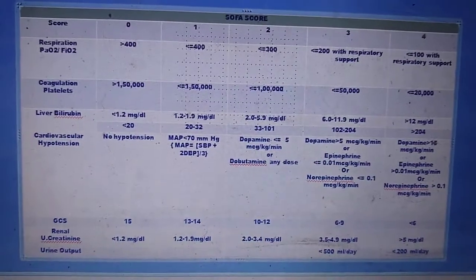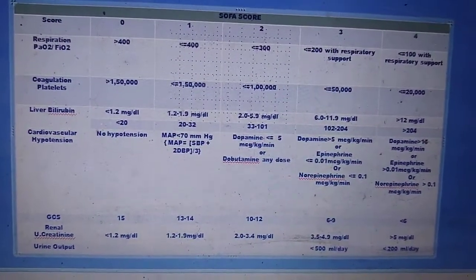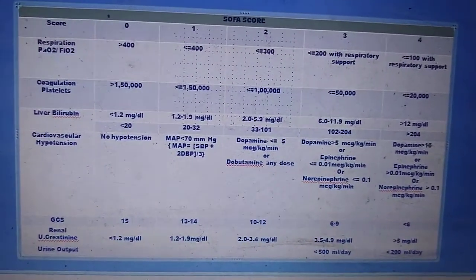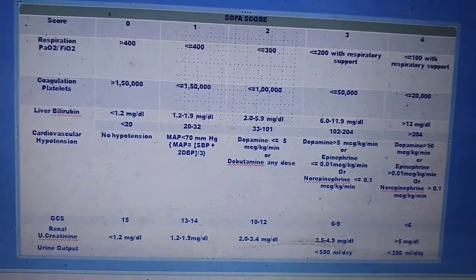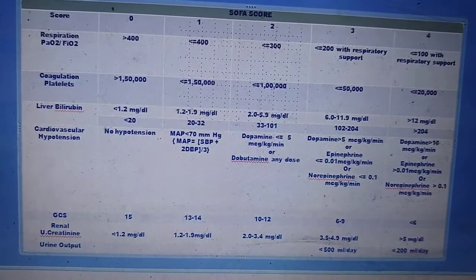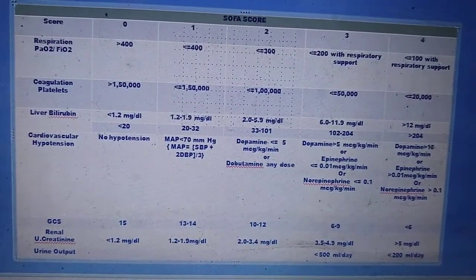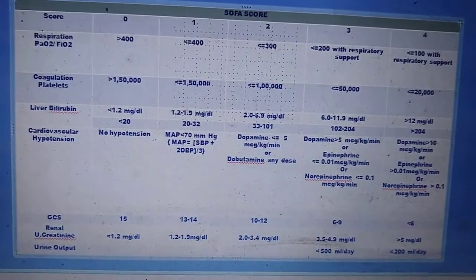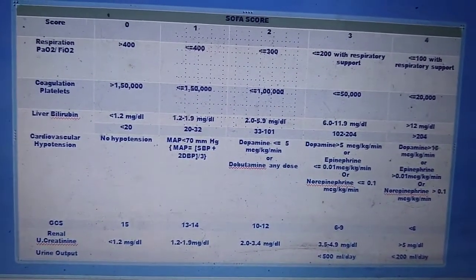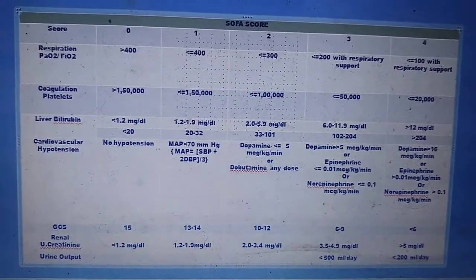This is the SOFA score table. We can see that if PaO2/FiO2 is greater than 400, this is normal. Coagulation, platelets greater than 1,50,000, normal. Bilirubin less than 1.2 is normal. If there is no hypotension, it is normal. If GCS is 15, it is normal. And if creatinine is less than 1.2, it is normal.